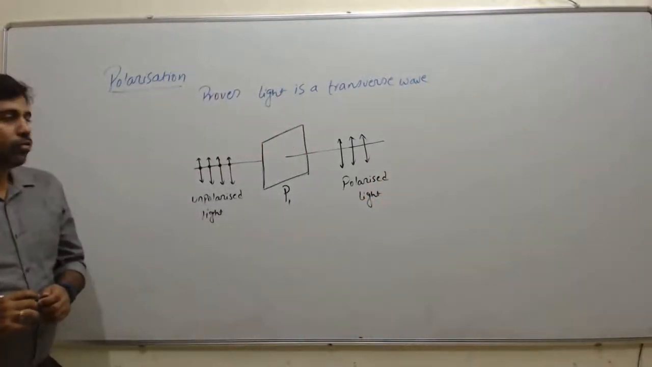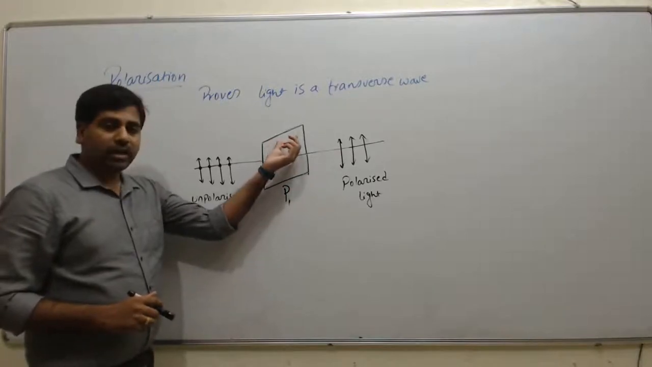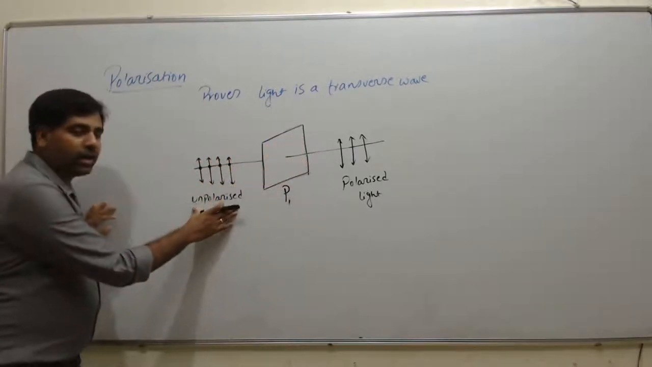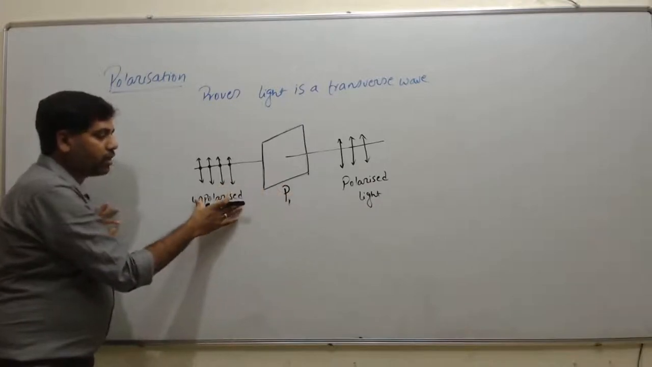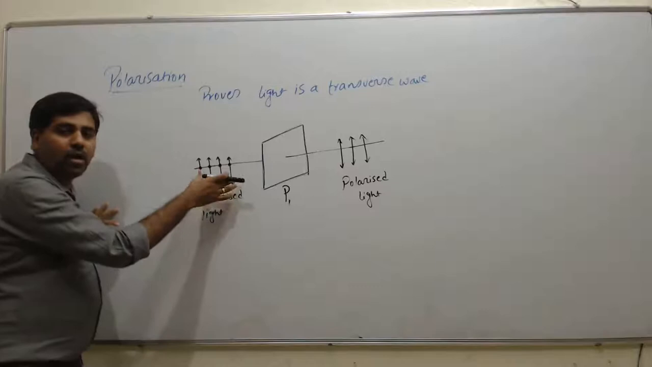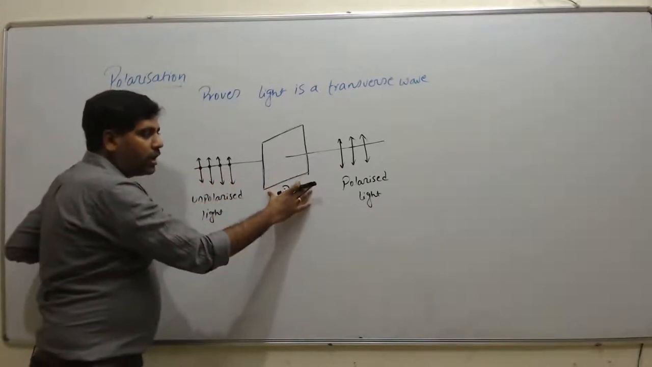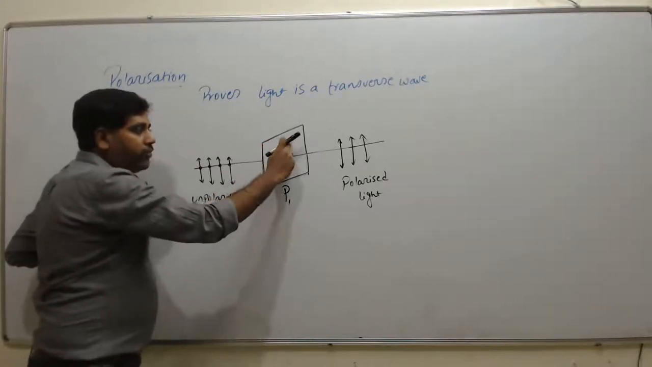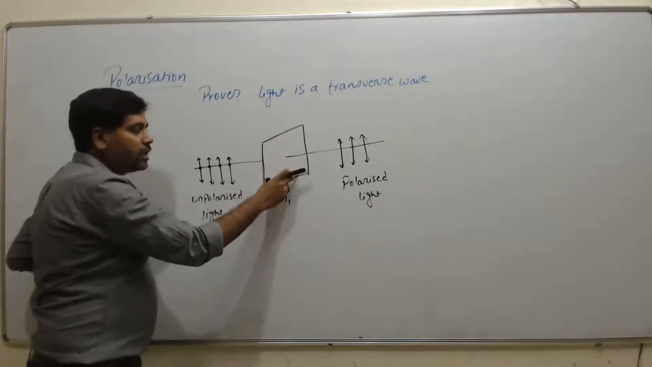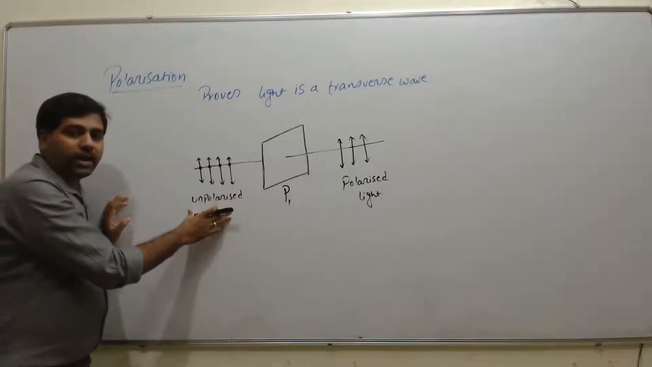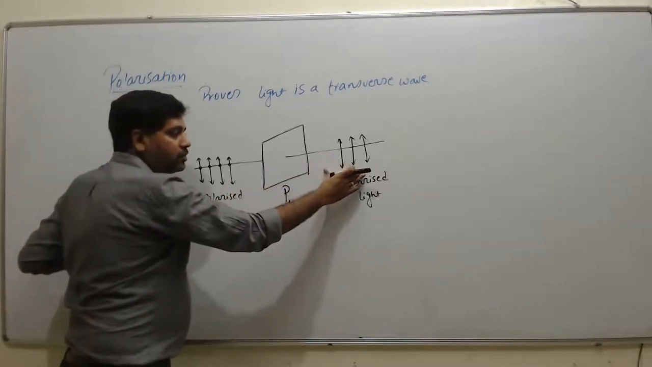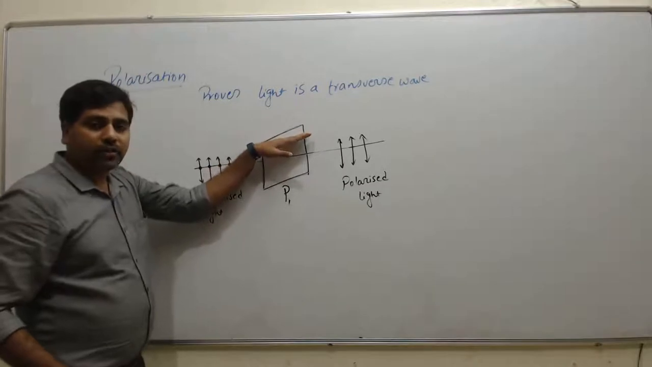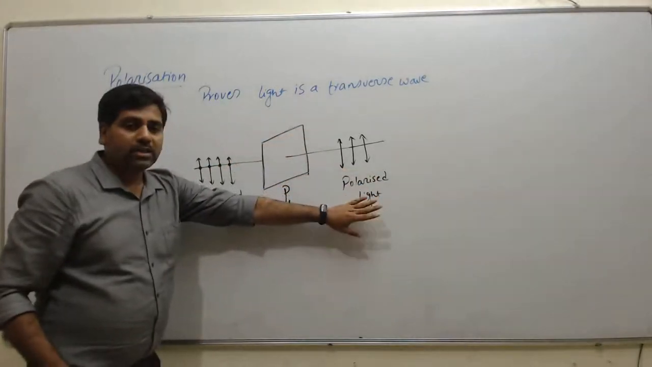Polaroid consists of long chain molecules arranged in a particular direction. Unpolarized light consists of electric vectors which vibrate in all directions. In the polaroid, the long chain molecules are arranged in a pattern, so the electric vectors along them get absorbed, and the only light transmitted is the electric vectors perpendicular to the orientation of the molecules. Hence we get polarized light.